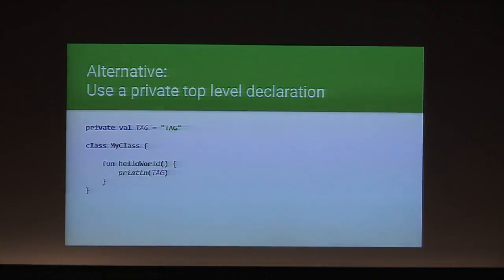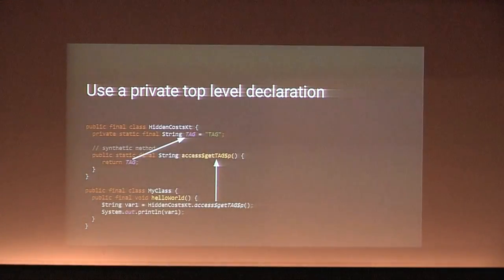Another alternative is to use top-level fields, like I mentioned. What you can do is declare the field at the top of a file as private. If you declare the field as private, then it's going to be accessible for all the classes in that file, but not for the classes outside of that file. And when you do that, it's actually going to generate, again, one single accessor method because the field is private and it's inside an outer class.